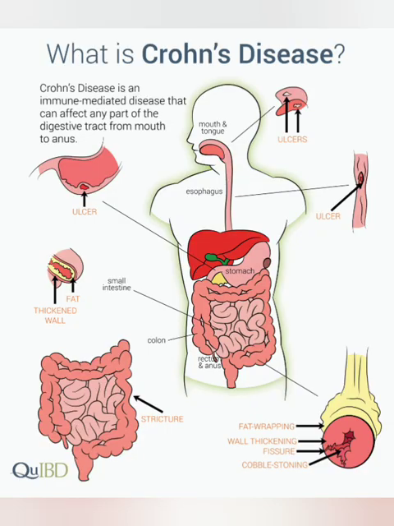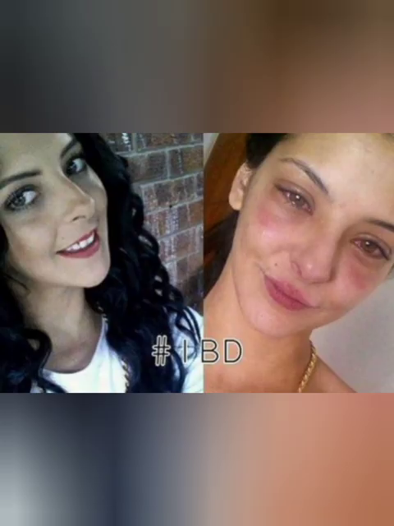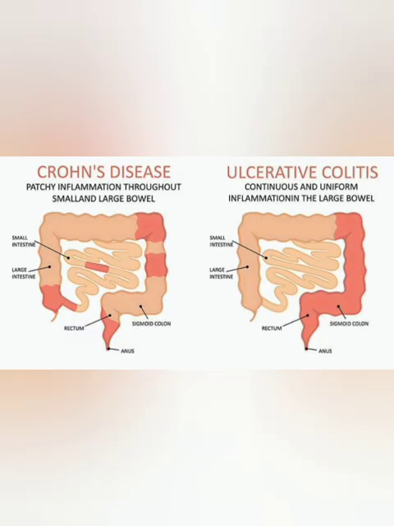The most common sites of Crohn's disease are the terminal small intestine, ileum, and large intestine, but it can occur anywhere along the digestive tract from the mouth to the anus, and even in the skin around the anus. Inflammation of the ileum is called ileitis. When Crohn's disease affects the colon, it is called Crohn's colitis.